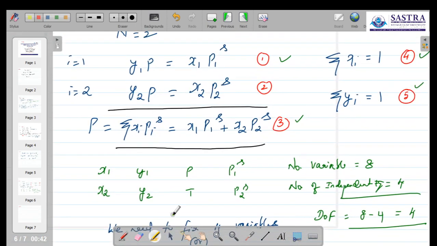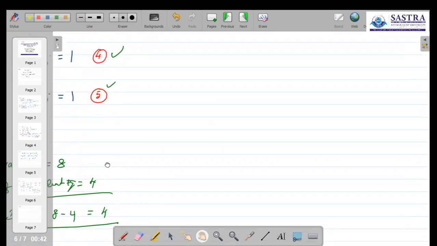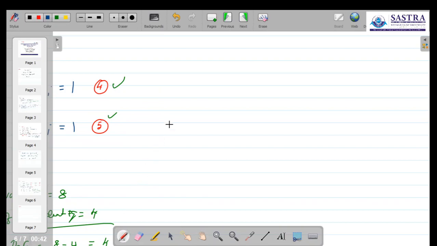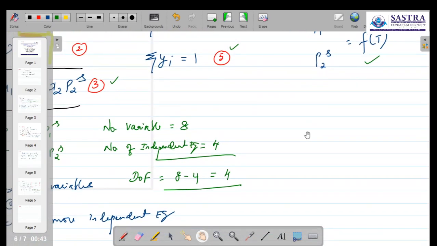Like for example, if you see this term, what are these? If you see these two terms, these two denote the saturated vapor pressure. So that means P1S and P2S are essentially functions of temperature. So if we assume that we know these functions of temperature, or we can read the saturated vapor pressure for a given temperature, that means these two are either known, or we know the functionality of temperature. This means we have two more equations now.